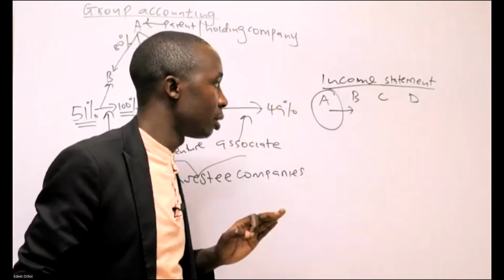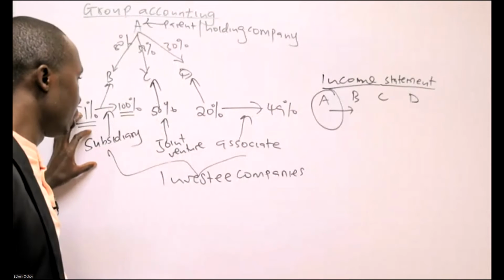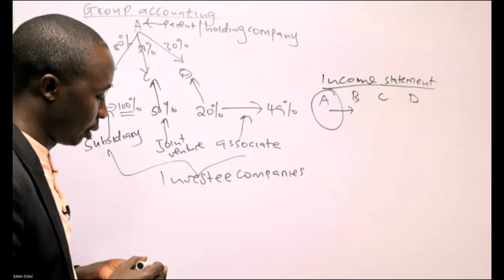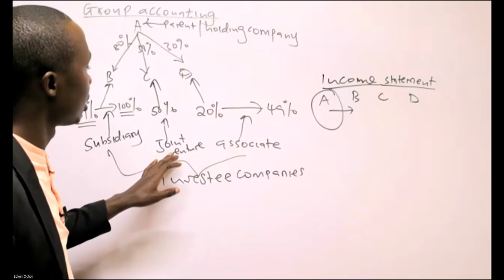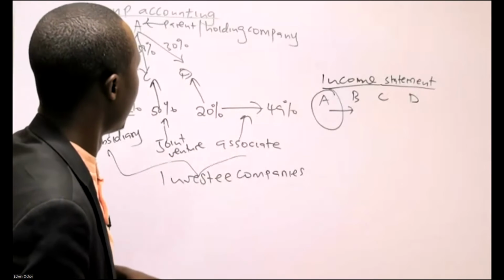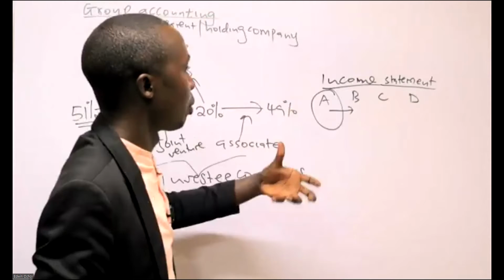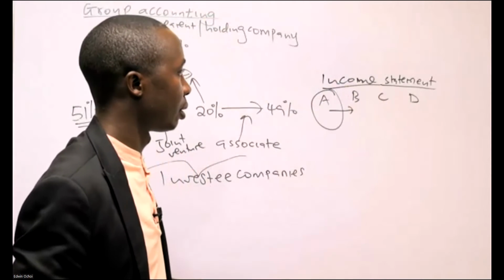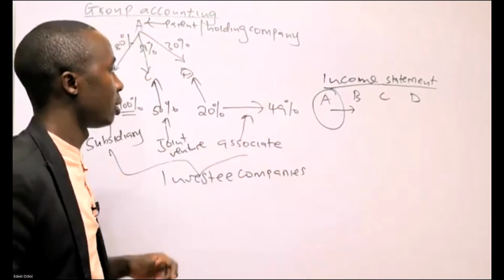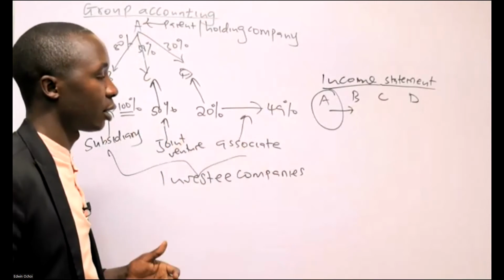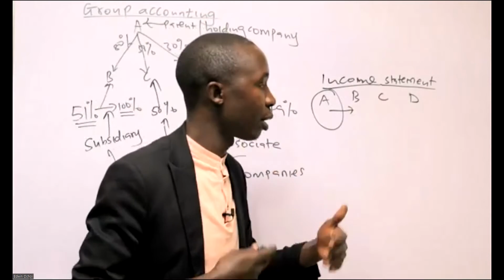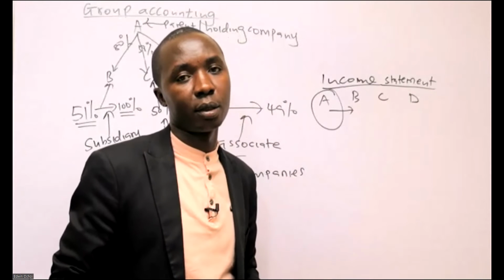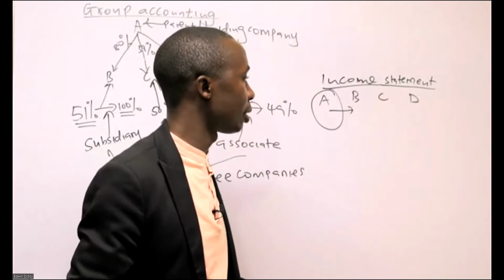You need to understand, when you have subsidiaries, joint ventures, and associates, as the parent, how are you supposed to do the consolidation of those companies, B, C, and D? How are you supposed to prepare those consolidated statements? Which major adjustments are you supposed to make?